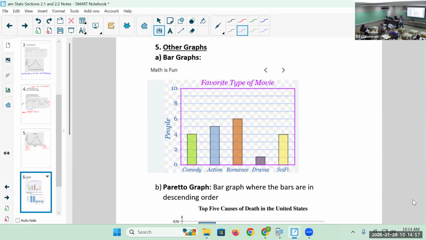Okay, but they're not histograms because I'm not forming classes. And notice that they're not touching each other. Remember, we made a big deal about the histograms. We use the class boundary so that they touch each other. So that's called a bar graph. It's really not a histogram. And a Pareto graph is a bar graph, but they're actually in descending order, from highest to lowest.